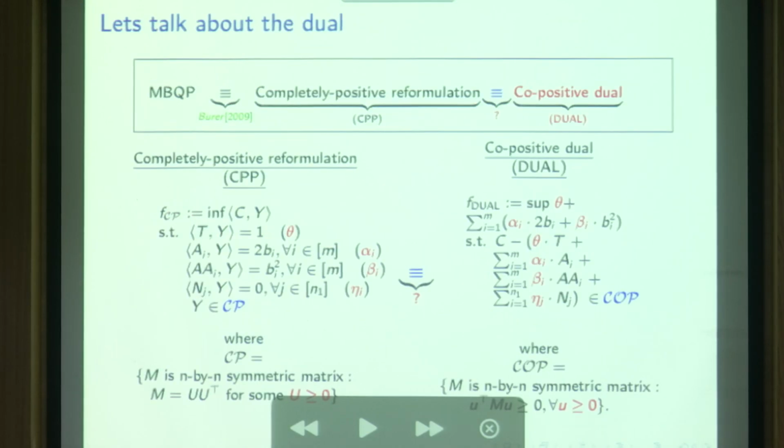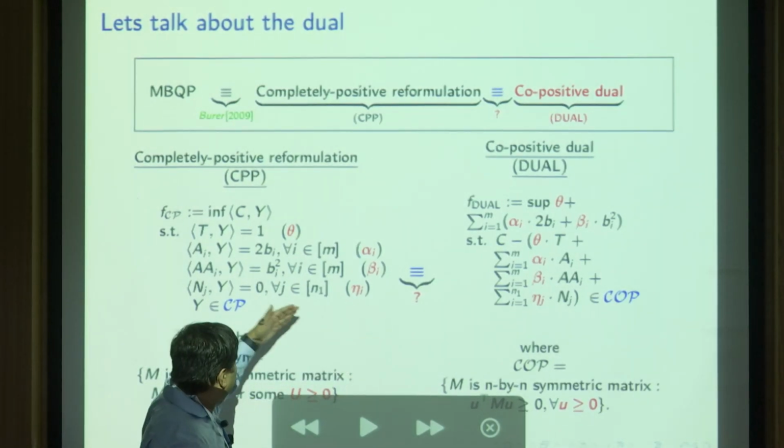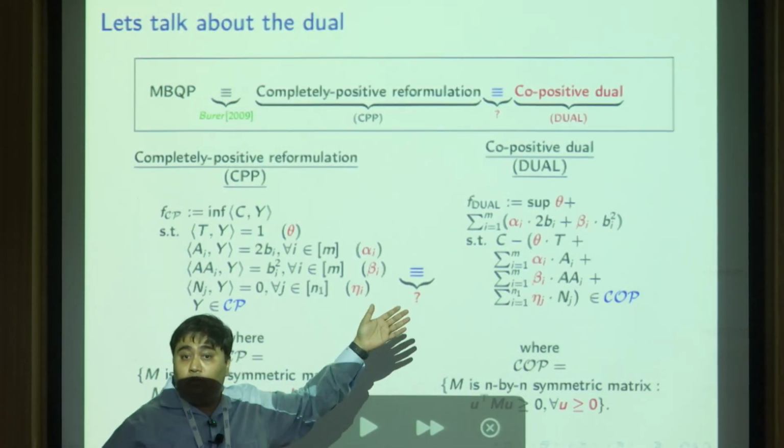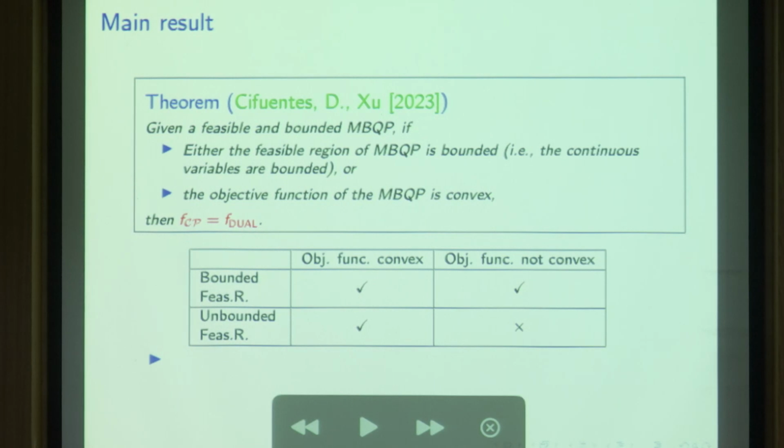And the question is, do we have strong duality? Right? As I said, even for PSDs, we don't in general have strong duality. We need the Slater condition. And we want to ask, is there a hope of getting out of that? And it turns out we can prove it.